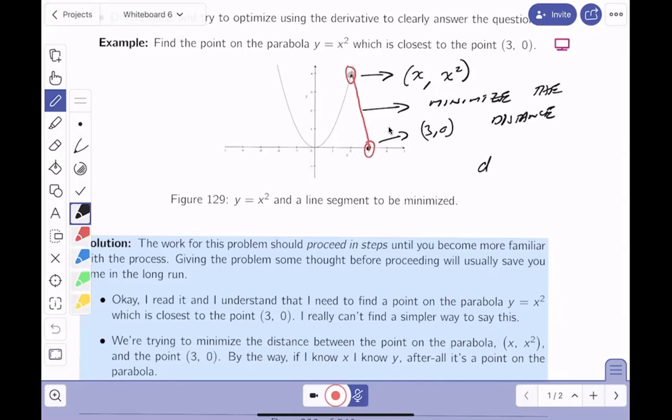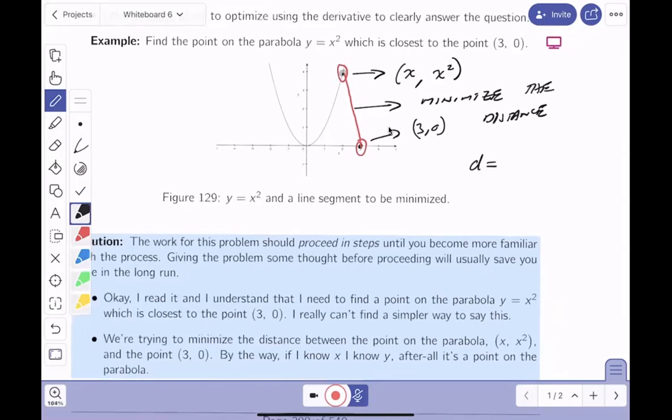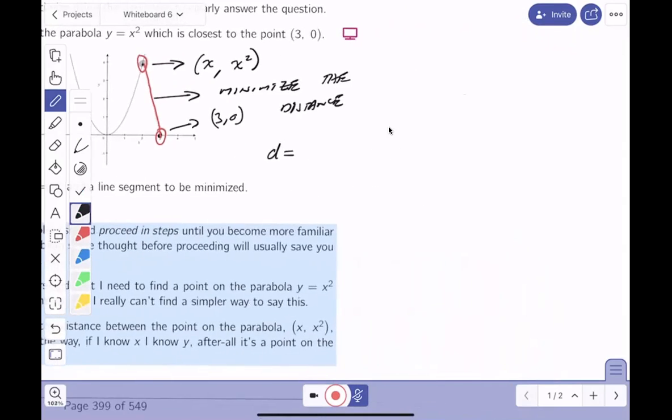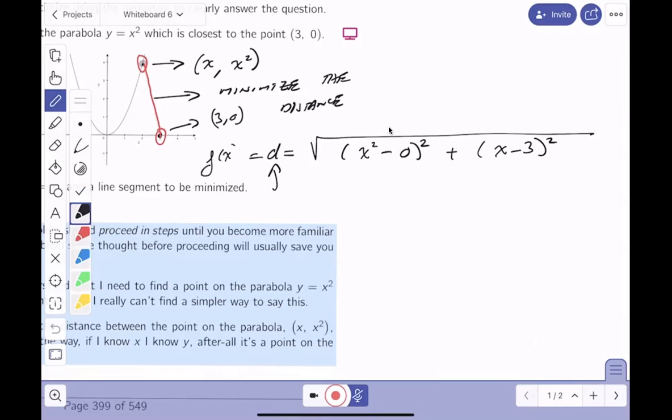So distance is going to be equal to, as you learned in Math 100, you did it by the Pythagorean theorem. Let's write this down: the square root of (x squared minus 0) squared, that's the change in y's, plus (x minus 3) squared, that's the change in x's. I want to minimize this, and this distance is a function of x and x alone now. We want to minimize. How do I do that?